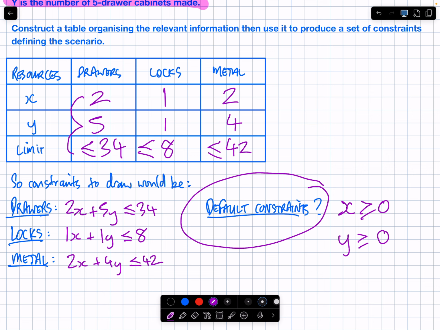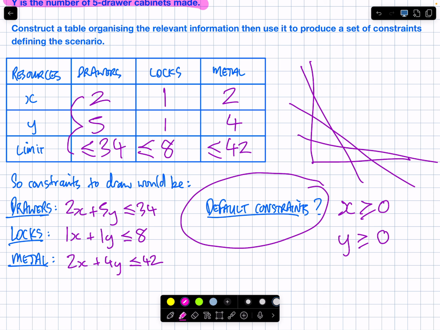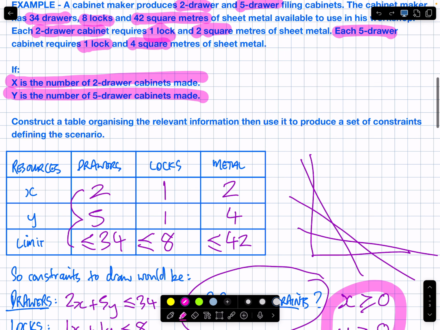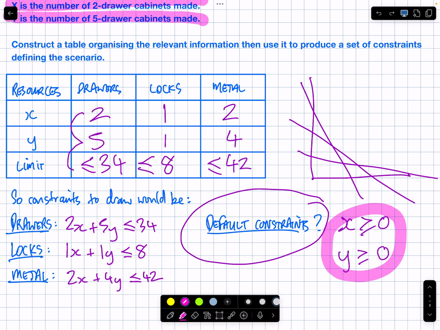Because right now, if I drew these, it would look like this. There would be 3 lines, something like that. And we'd be colouring underneath them. But the problem is, if we didn't have this, we'd be colouring underneath to infinity in the negative side, suggesting that I could make -5 cabinets, which doesn't make sense. So if I put this requirement here, that it has to be greater than or equal to 0, then it stops me making nonsense up.